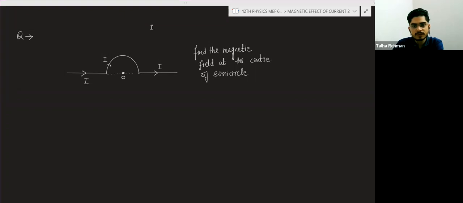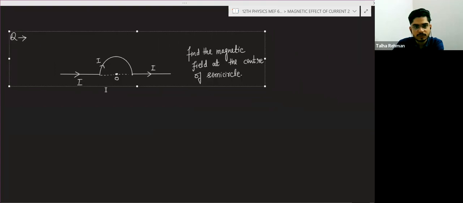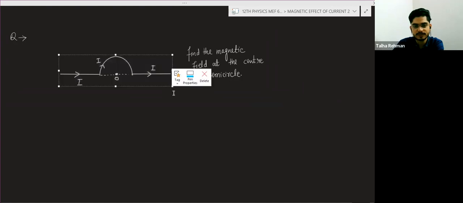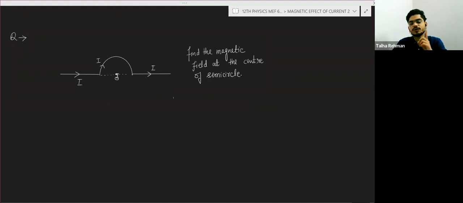Okay. So this is your question. This is a wire like this. First, this is the straight, and then it is semicircle, and then a straight. So this whole thing is a wire. You have to find the magnetic field at the center of the semicircle. Means here at this point O, you will find the magnetic field due to this combination of wires.